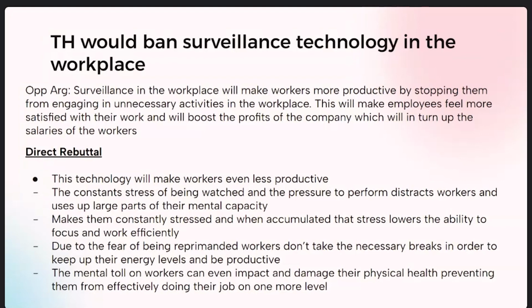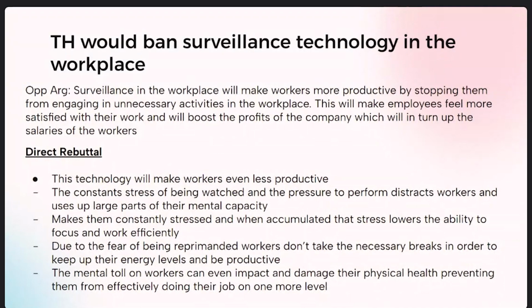In this case, the opposition might argue that we shouldn't ban surveillance technology in the workplace because surveillance technology will make workers more productive by stopping them from engaging in unnecessary activities in the workplace. This will make employees feel more satisfied with their work and will boost the profits of the company, which will in turn later trickle down to raising the salaries of the workers themselves, which raises the quality of living. Here's a very shortened claim, warrant, impact structure.